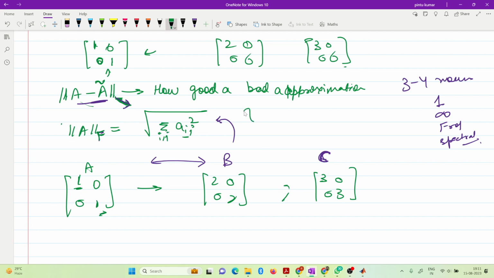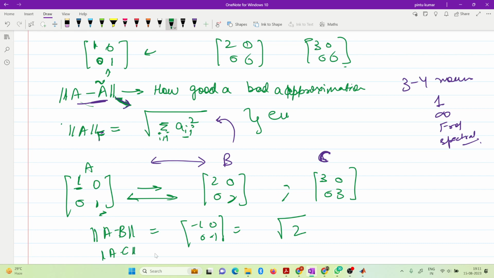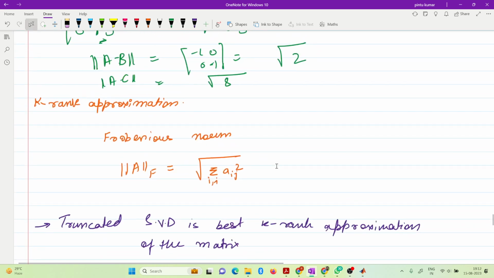This is very similar to the Euclidean norm that you use in Rn spaces. So if you look at this approximation, this would be the Frobenius norm of A minus B, right? A minus B is nothing but the matrix with entries minus 1, 0, 0, minus 1. So this would be the square root of 2. And A minus C would be the square root of 8, right? So this is how you can look at the approximation. Okay, now getting back to the story.